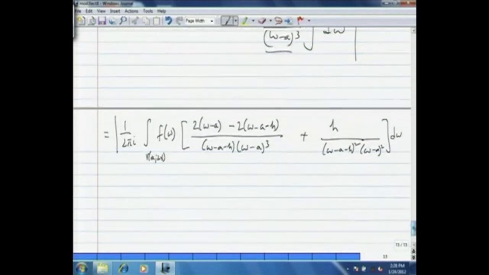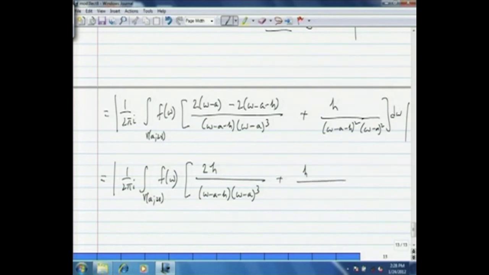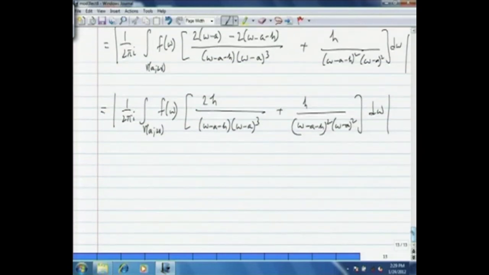Okay, so all this within modulus, this is equal to the modulus of 1 by 2 pi i integral over gamma a to r f of w times, after cancellation what I have in the numerator is 2h, divided by w minus a minus h times w minus a cube plus h divided by w minus a minus h squared times w minus a squared dw within modulus. Okay, so this is in turn equal to the modulus of 1 by 2 pi i integral over gamma a to r f of w. So, I am carrying out the simplification in two steps. That was the first simplification, and this is the second simplification.